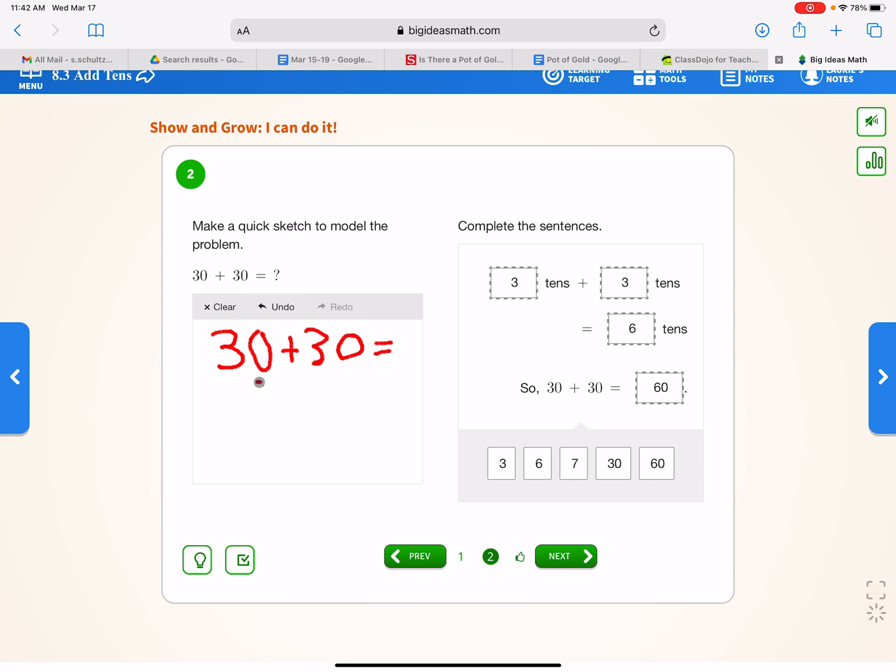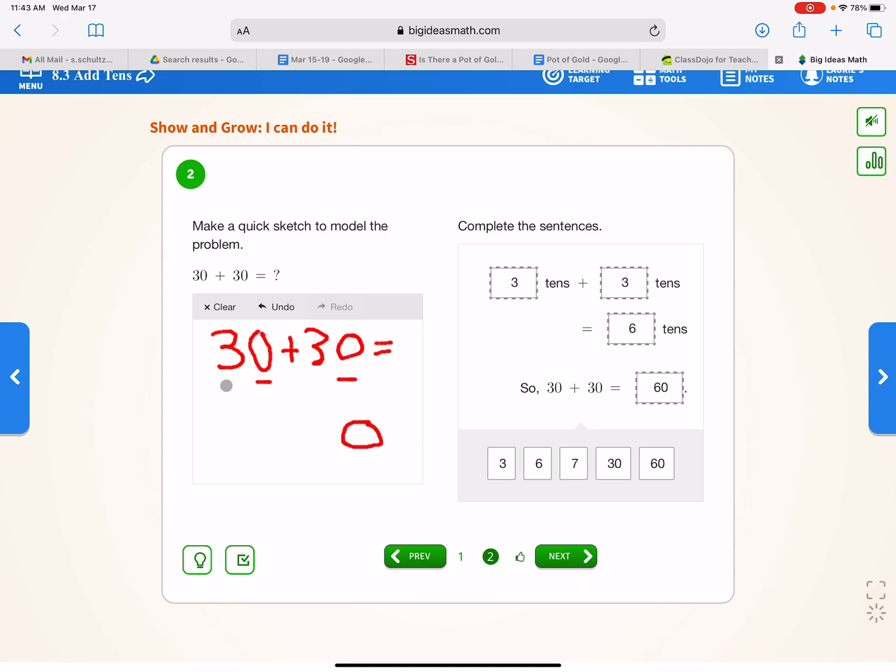I like to add my ones place and then work my way up when I'm doing addition. We have 0 in the ones place in the first number, and we have 0 in the ones place in the next number. So nothing plus nothing is nothing. So we'll have 0 in our ones place.